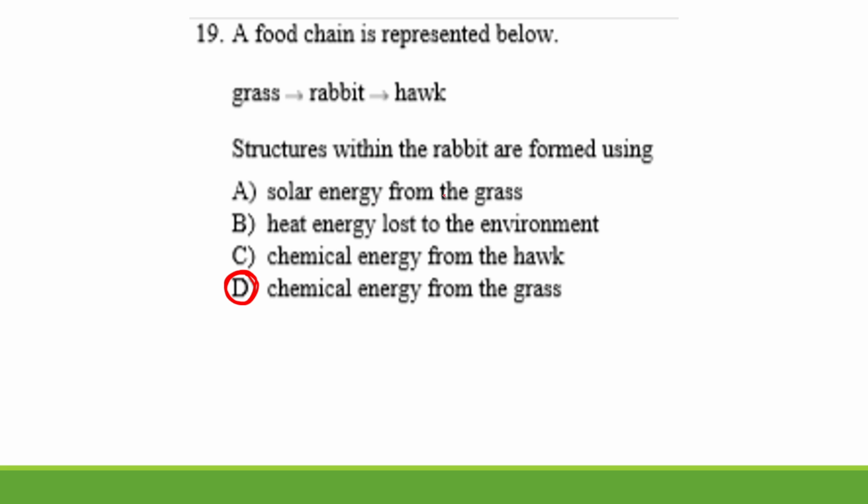Solar energy doesn't come from the grass, it comes from the sun. You're not going to use heat energy to build things, right? You can't use the energy that you're getting rid of to make things. And the hawk eats the rabbit, not the other way around. So that's going to make all three of these things incorrect. And we're going to go on and look at our next practice problem.